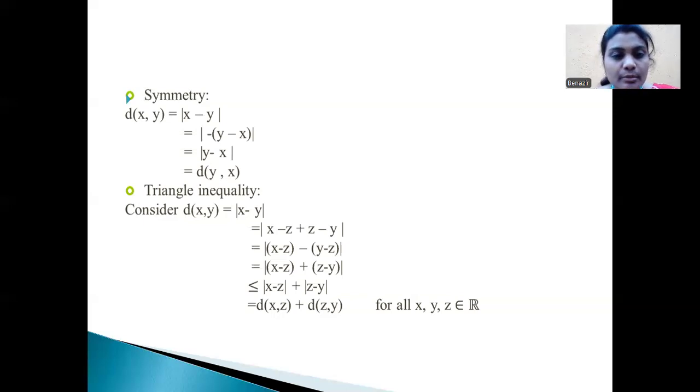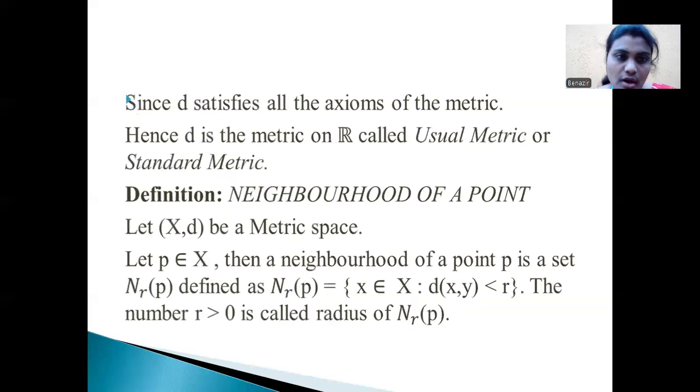Now, we can get that modulus of (x minus z) minus (y minus z), that is modulus of (x minus z) plus (z minus y), which must be less than or equal to modulus of x minus z plus modulus of z minus y, which is equal to d(x,z) plus d(z,y) for all x, y, z belongs to R. Now, since d satisfies all the conditions of metric, hence d is a metric on R called the usual metric or standard metric.